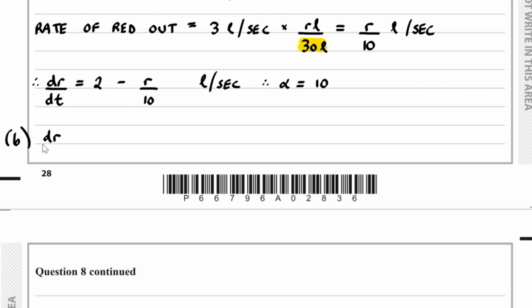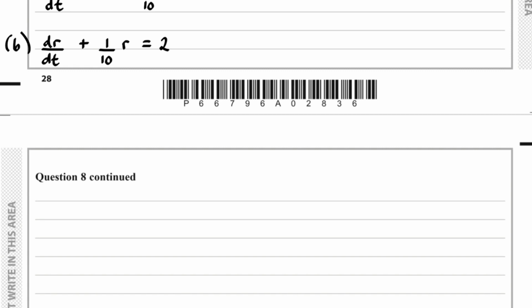So we've got dr/dt plus 1/10 r equals 2. And we can write down the integrating factor. The integrating factor is equal to e to the power of the integral of 1/10 dt. So we have the integrating factor equaling e to the power of 1/10 t, which I'm going to write as t over 10.